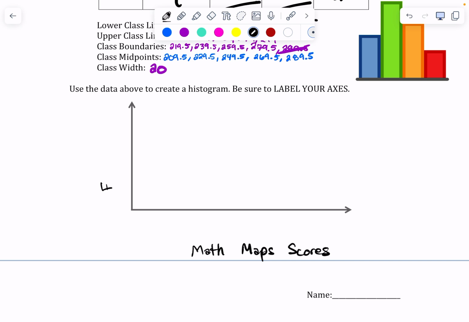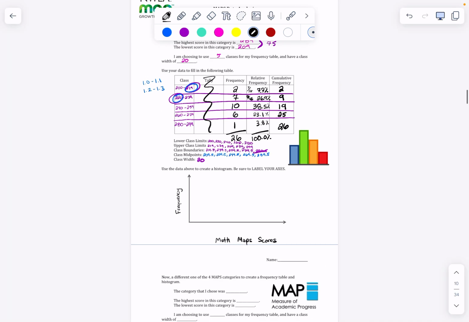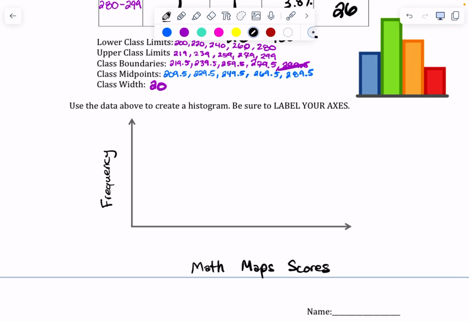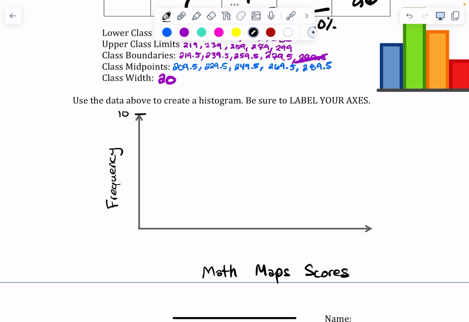Let's go frequency over here. Okay, what's our smallest frequency? 0. Our biggest frequency is 10. Okay, just do 10. Should we do halves, 5? Oh, now we've got to split. What's the last? 1, 2, 3, 4, 5. There you go. Pretty decent. 1, 2, 3, 4, 5, 6, 7, 8, 9, 10.